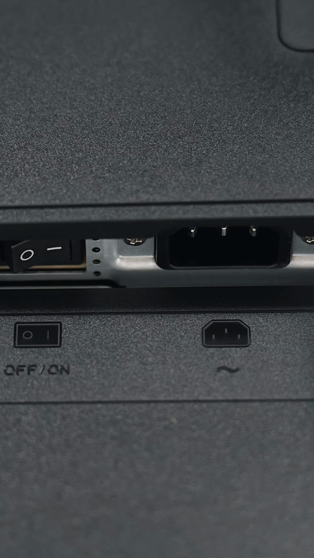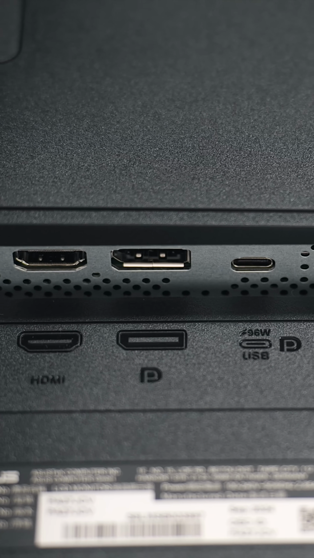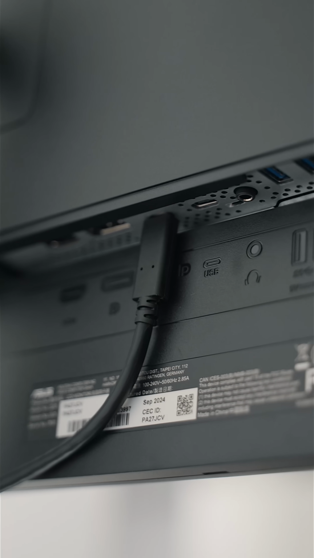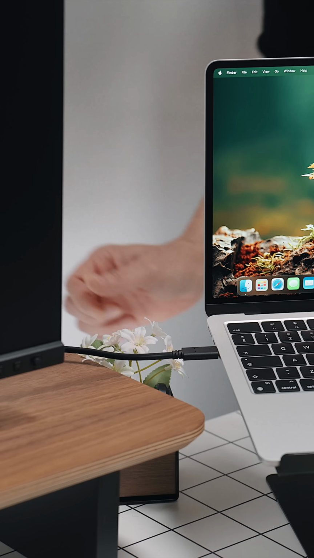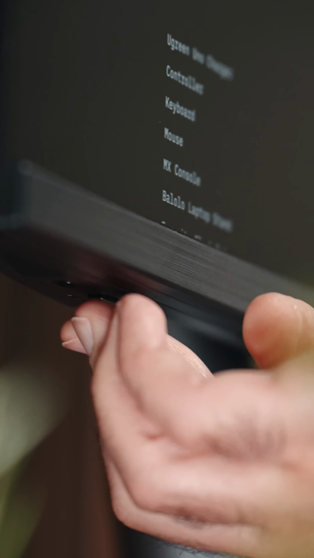In terms of ports, the ASUS ProArt 5K display is packed. HDMI 2.1, DisplayPort, a USB-C with 96-watt power delivery, plus a built-in hub with ports right up front.